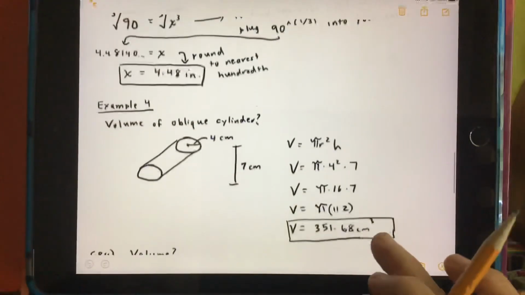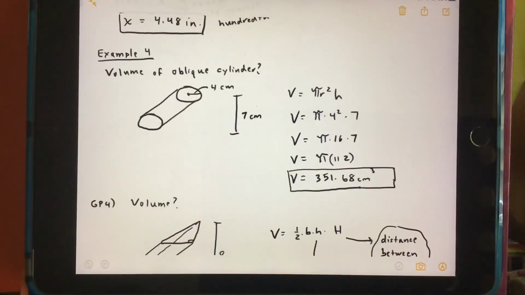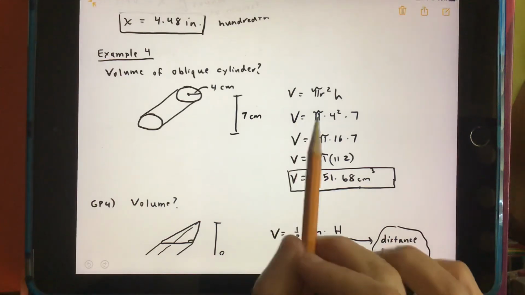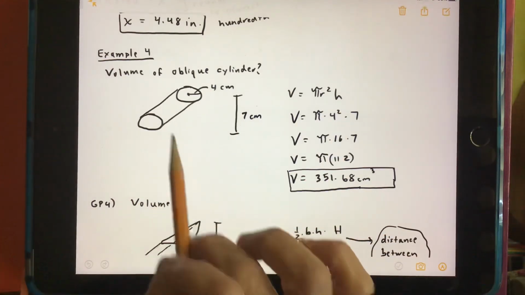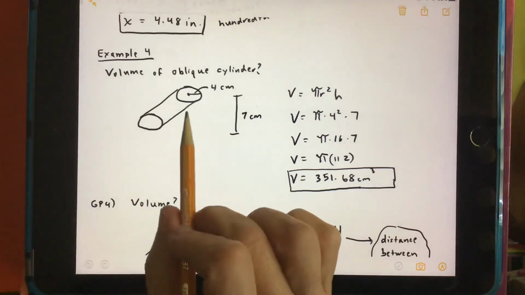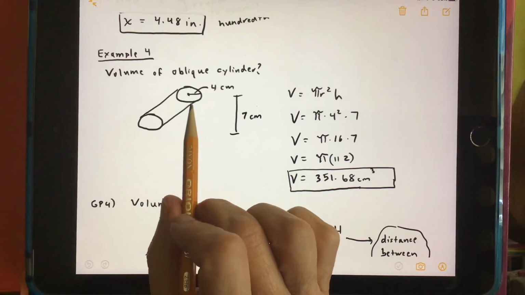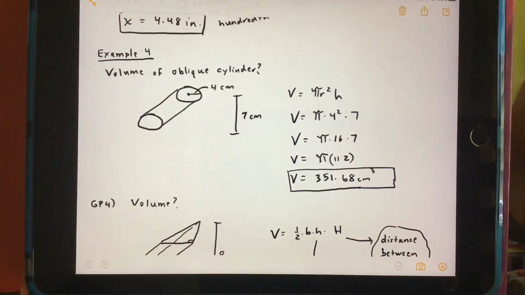All right, example 4. What's the volume of this oblique cylinder? A cylinder that's been tipped on the side. We can use Cavalieri's principle here. And so we're going to say that volume is pi r squared times h, where our height is the distance between the bases, the perpendicular distance between those bases. We're again given the radius. Be careful again, if you're given the diameter, when you're plugging into a formula with radius, make sure you cut that diameter in half first.